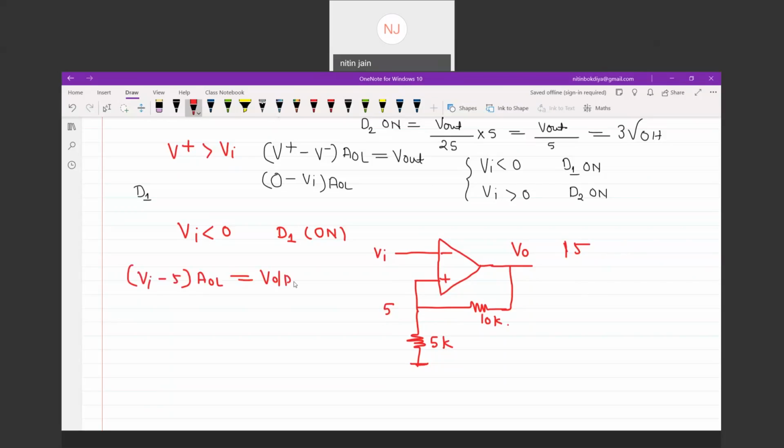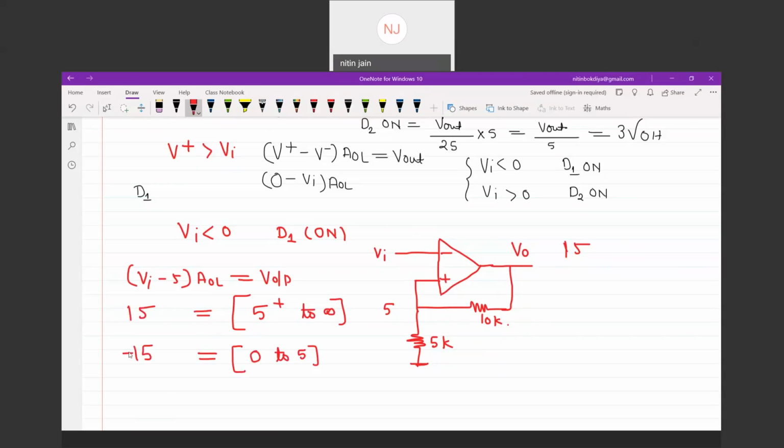So what is the range for positive V saturation? The range for plus V saturation is 5 to infinity. In this duration, output will stay at 15 volt, and from 0 to 5, 5 is the point at which this multivibrator will take transition. For this, the output will stay at minus 15 volt. So these are the two conditions.